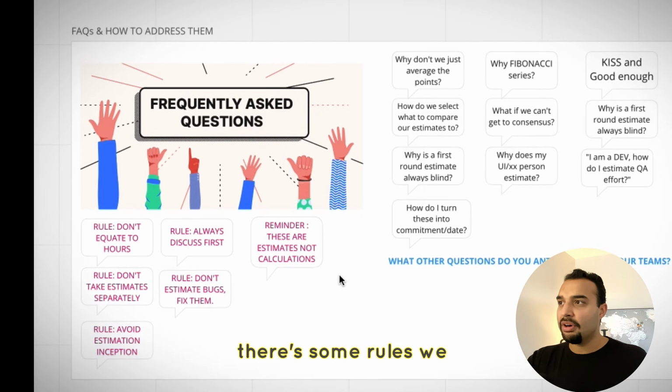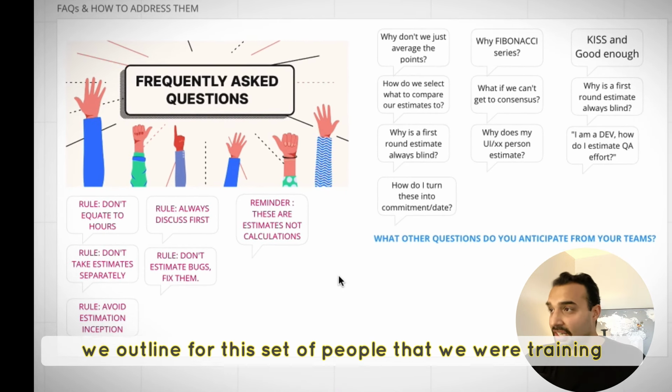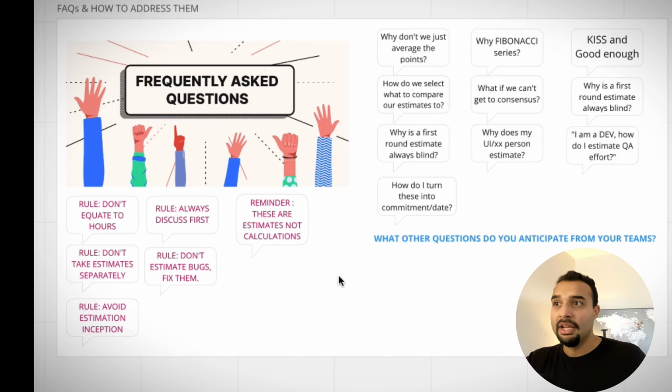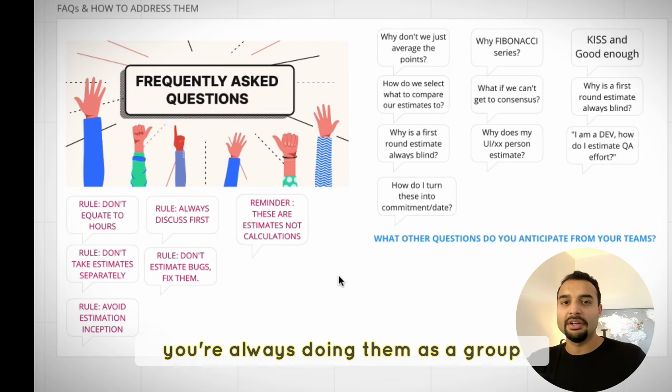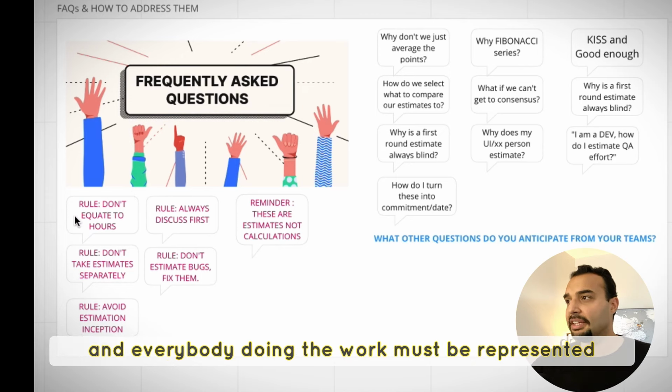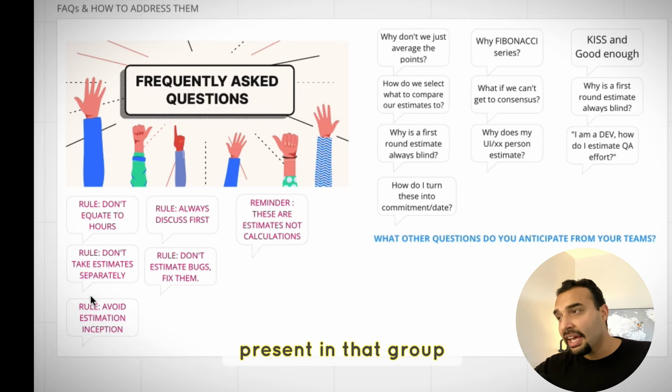There are some rules we outlined for this set of people that we were training. Number one, don't equate to hours, and I've mentioned that earlier. Don't take estimates separately from each team member. You're always doing them as a group, and everybody doing the work must be present in that group.